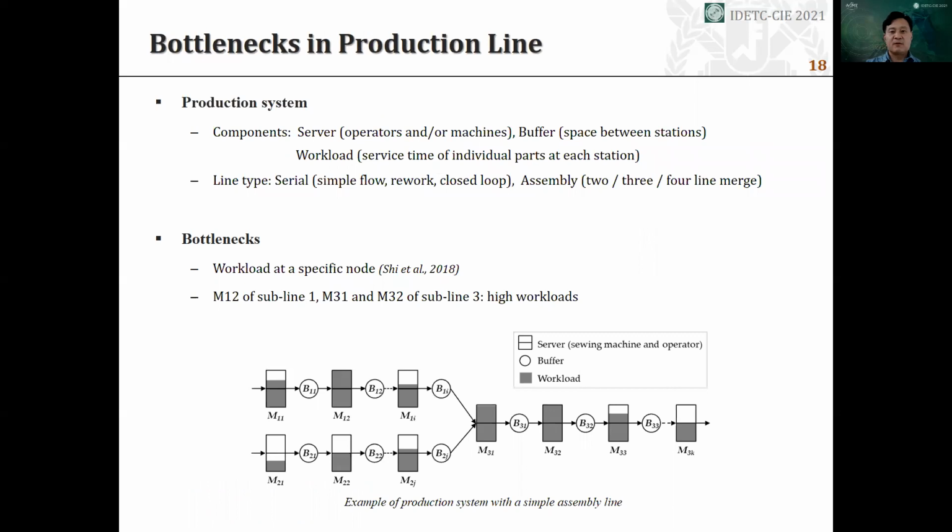A workload is a load that is added to each process in the production system, and balance of the workload is essential for maximum productivity. Bottleneck occurs when the workload is not balanced on the production line, and by removing the bottleneck, the production line can be balanced.